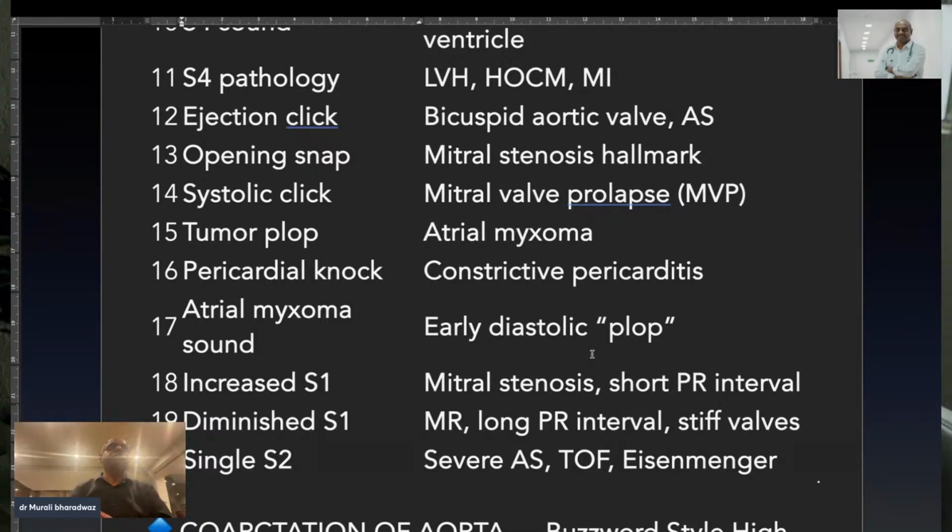How do you differentiate between that and mitral stenosis? Mitral stenosis murmur has an opening snap. Mitral stenosis, a mid-diastolic murmur, has an opening snap, which is not there for Austin Flint.